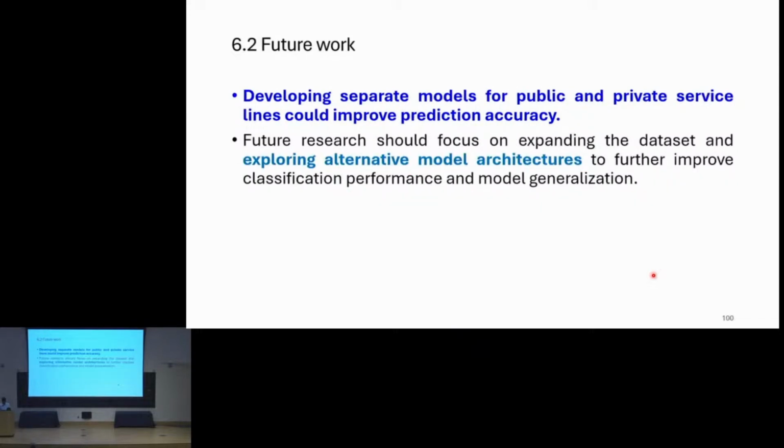The work is not finished. There's still some additional work to do. Like we have to develop a model that is dedicated to the public side and the private side, which would be better. That is something we are working on. And also, instead of only 1D-CNN, we can explore some other alternative AI architectures. That will be our future work.